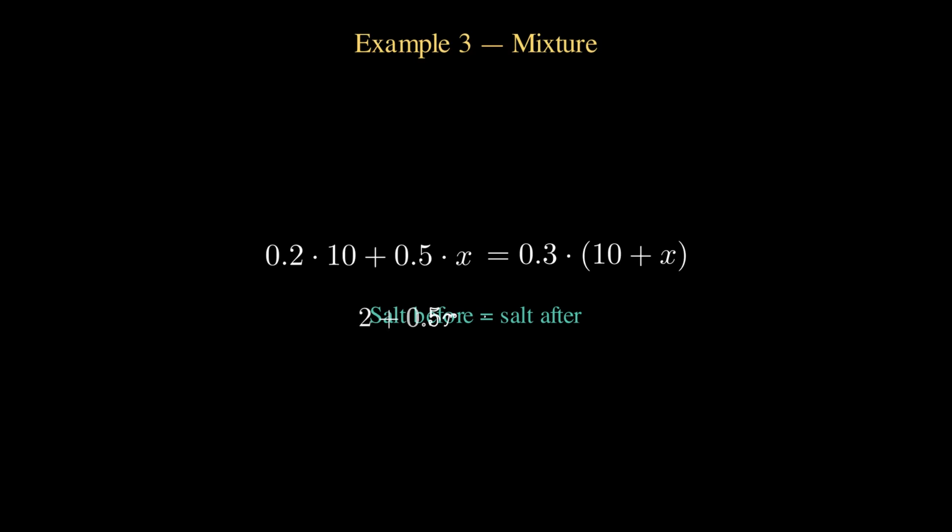Multiply out carefully. 2 plus 0.5x equals 3 plus 0.3x. Subtract 0.3x from both sides. You get 0.2x equals 1, so x equals 5 liters. That is how much 50% solution you must add.